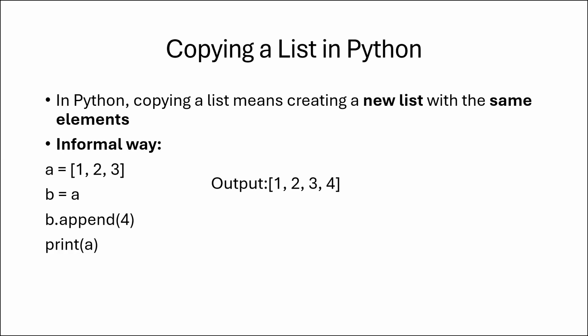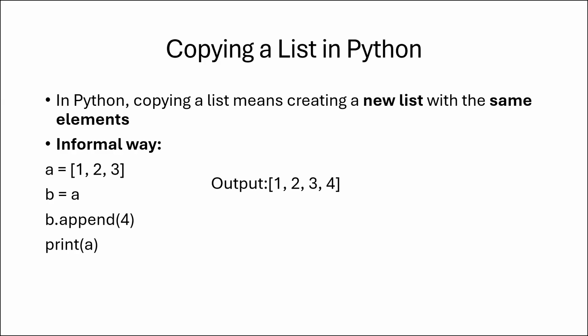Next thing is copying a list in Python. Generally in real time, what do we say copy? Copy means we are creating a duplicate of the original. The same thing applies in Python. Here we are creating a duplicate copy of a list from the original list. That is what copying a list in Python means.